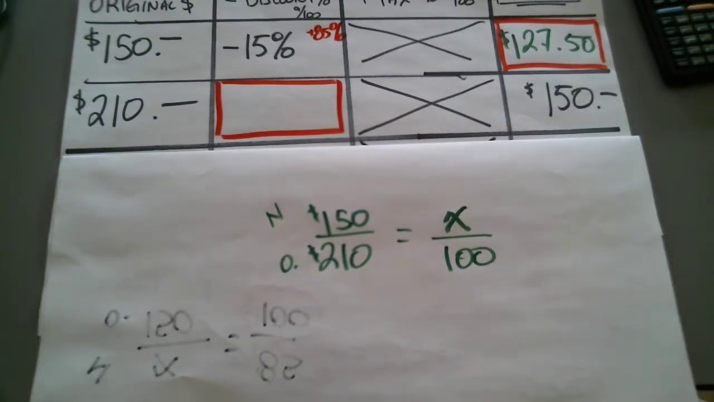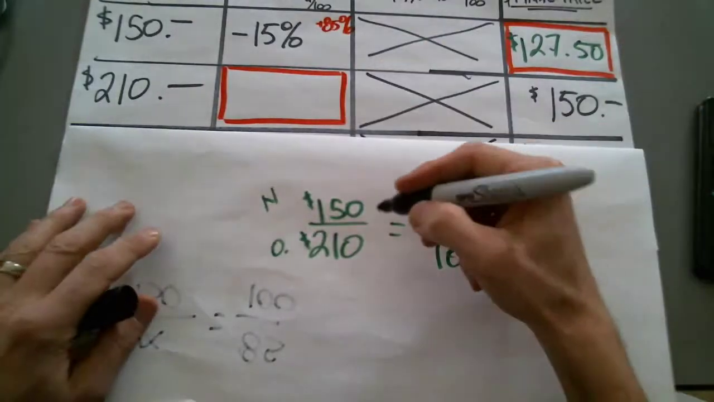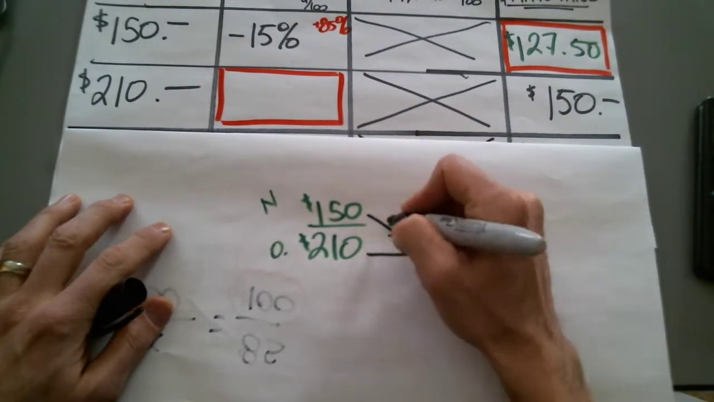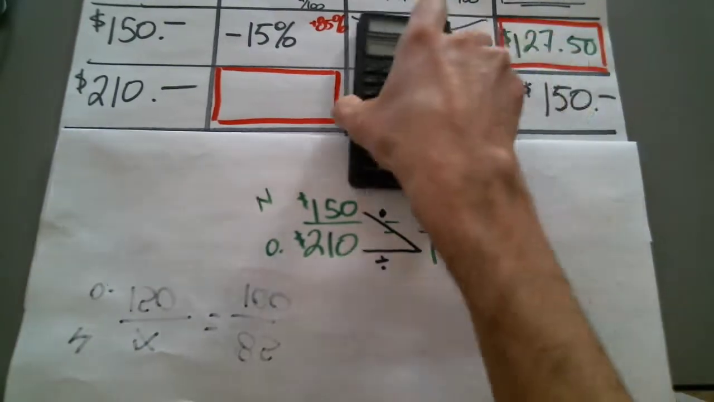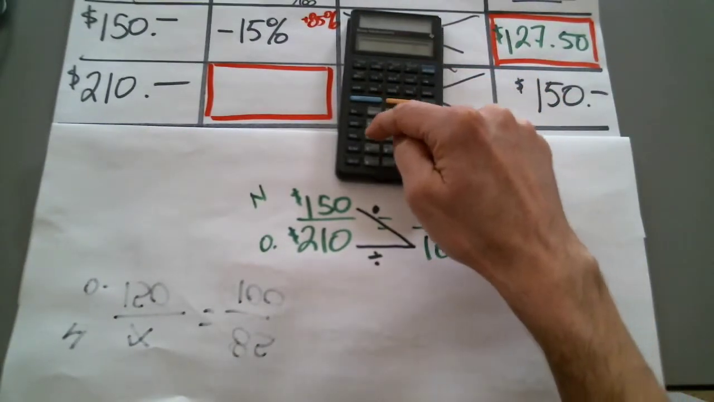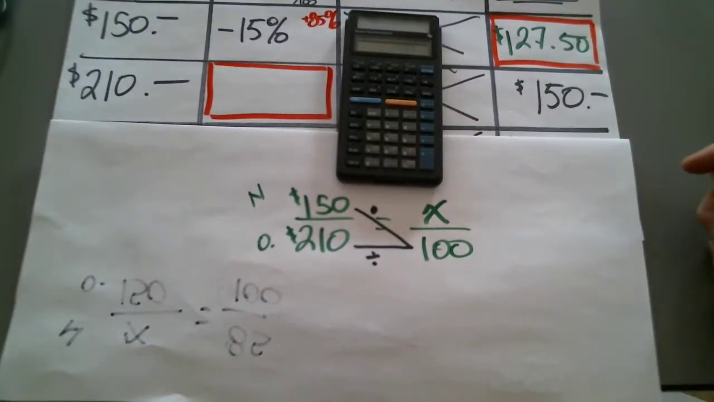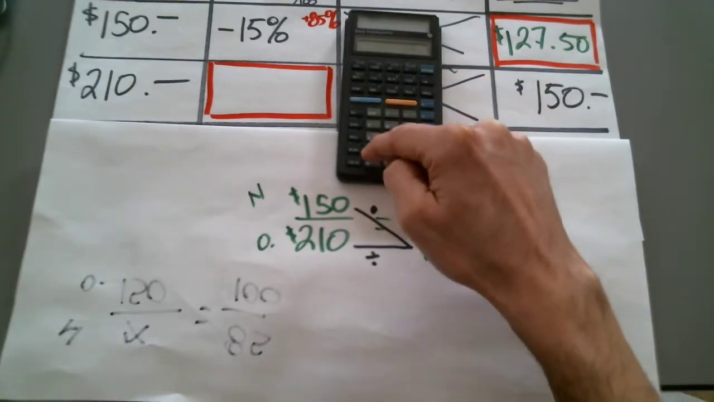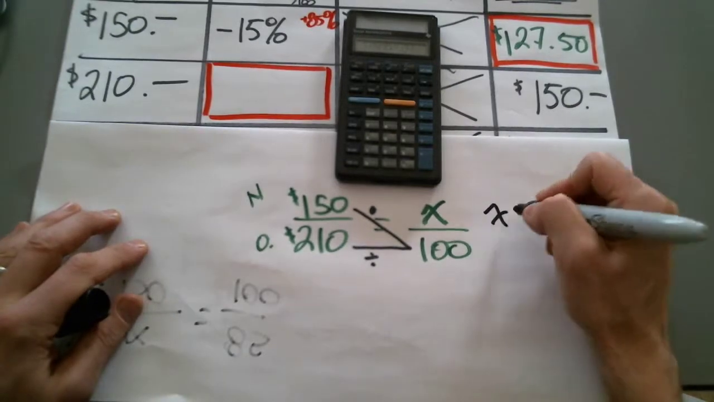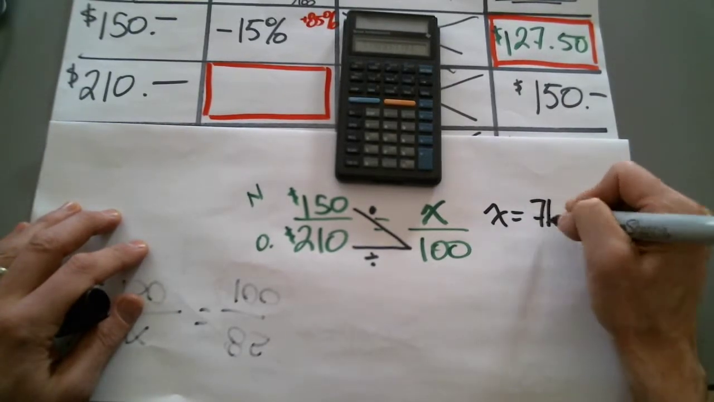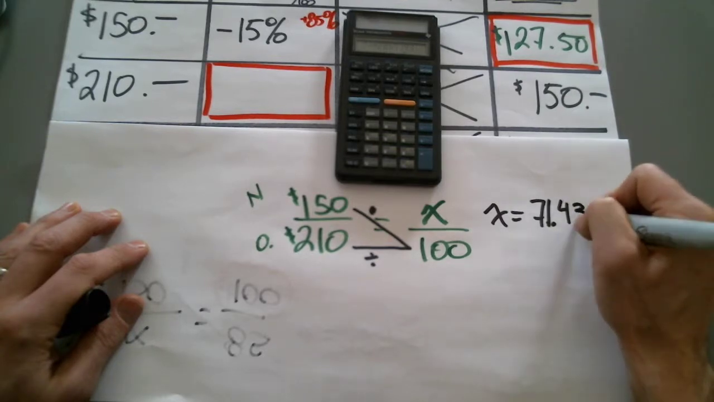Now, hopefully some of you pick this up. This is going to be a little tricky. Say it with me. Cross multiply, divide. Cross multiply, divide. So this time, my numbers are different. I'm going to go 150 times 100 equals that. And I'm going to divide by 210. So this is telling me that X equals 71.4, round to the hundredths, 43%.